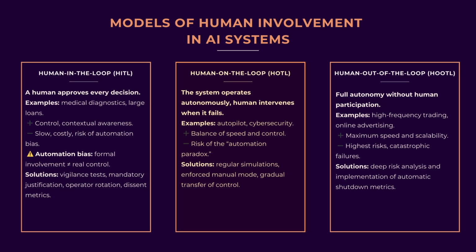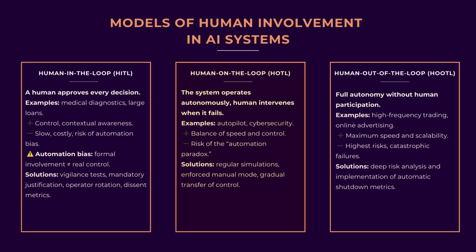The key benefit of this model is the balance it strikes between the speed of automation and the possibility of human control. However, the trade-offs are that it requires constant vigilance from the operator and can make a rapid handoff of control difficult in emergencies. And remember the automation paradox: the more reliable the automated system, the worse humans handle emergencies.